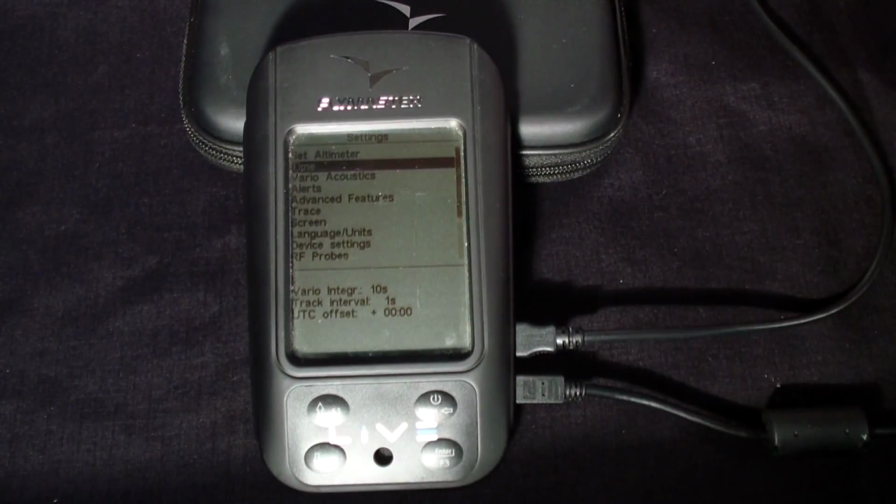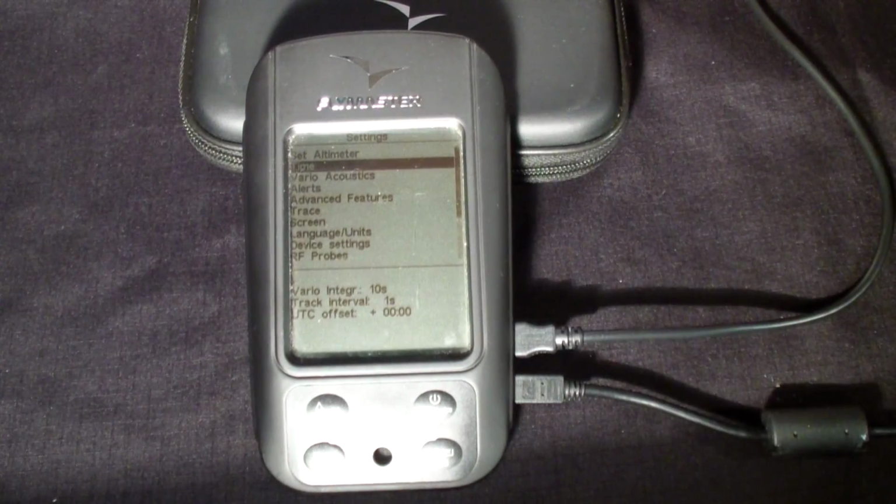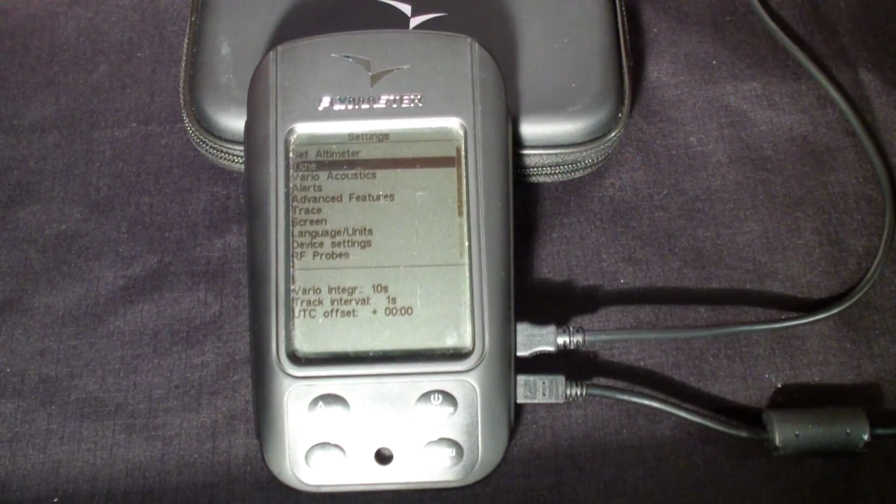And then the other one is the UTC-Offset. So yeah, in Germany at the moment, our UTC-Offset is 2 hours. I've got it incorrect at 0, but it should be 2 hours.